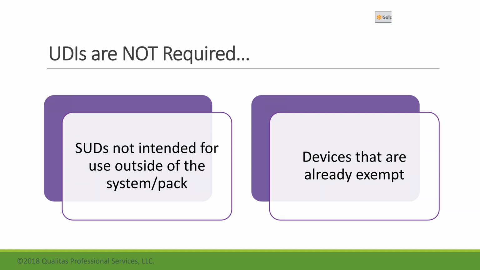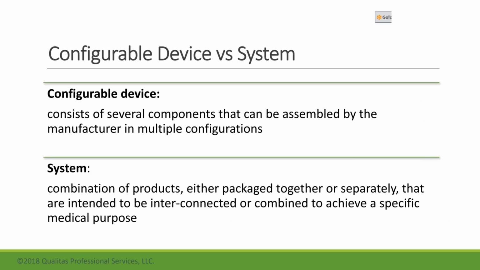So let's talk a little bit about configurable device versus system, because there is some confusion about that. A configurable device consists of several components that can be assembled by the manufacturer in multiple configurations. So you have a device, and it's going to be size specific because you have different components based on whether it's for an adult, a child, an infant, and so on. So you have a UDI, but you have individual pieces that you swap out as needed, almost, I hate to say this word, similar to a custom product. You're pulling in these products for a specific customer or user.